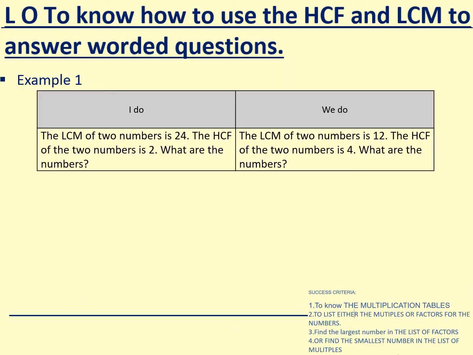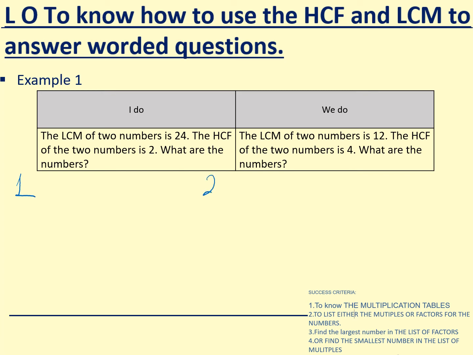And now we are going to move on to a little bit different kind of questions. In here we've got lowest common multiple and highest common factor of 2 numbers, and we need to find these numbers. So if the lowest common multiple of them is 24, that means that 24 is a multiple of these two numbers. That means that the numbers we are looking for must be factors of 24. So I will list all factors of 24.